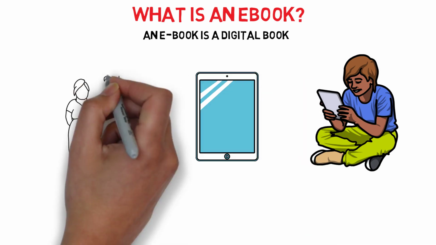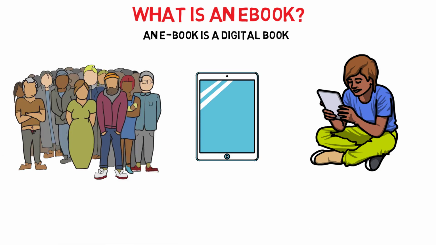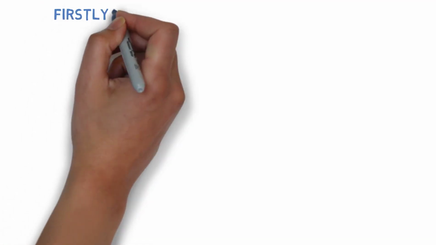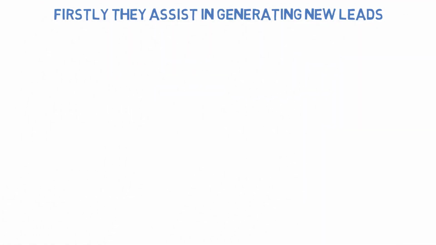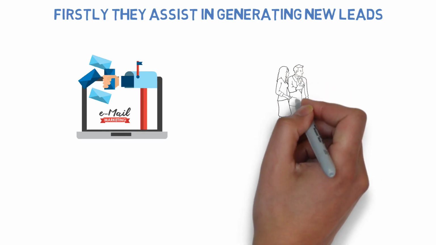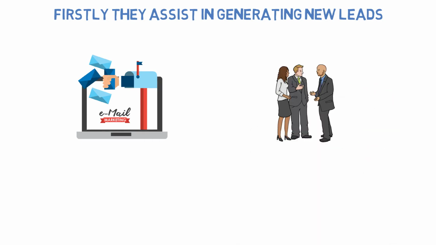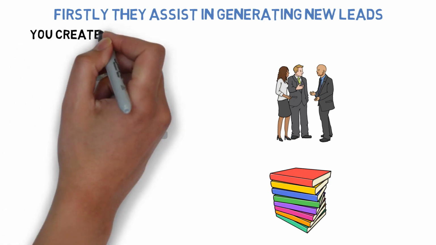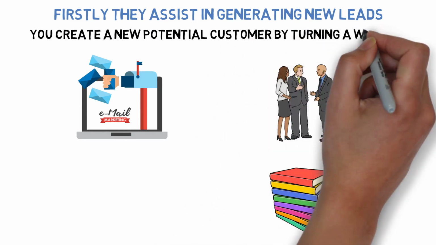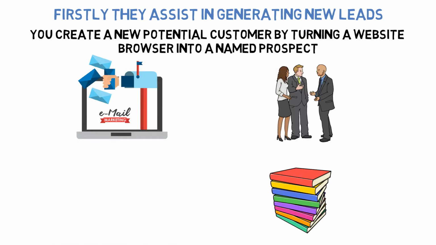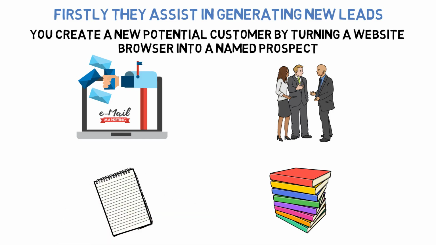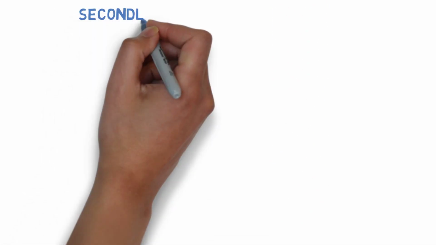Today, ebooks are popular among internet marketers for two primary reasons. They're convenient and affordable. Firstly, they assist in generating new leads. You may use email marketing to market to fresh customers and persuade them to buy by providing an ebook download in exchange for their email address. Every time someone downloads your ebook, you create a new potential customer by turning a website browser into a named prospect. Because ebooks do not require the use of paper, they are frequently quicker to produce than hard copy items.